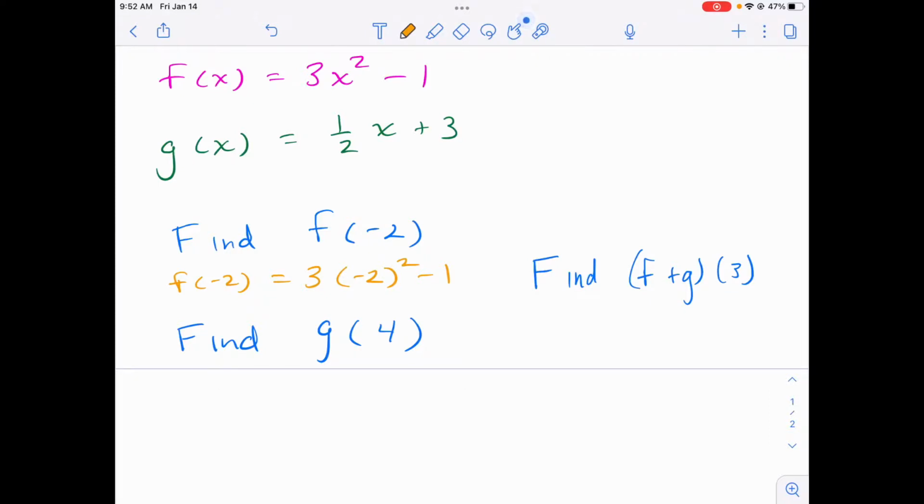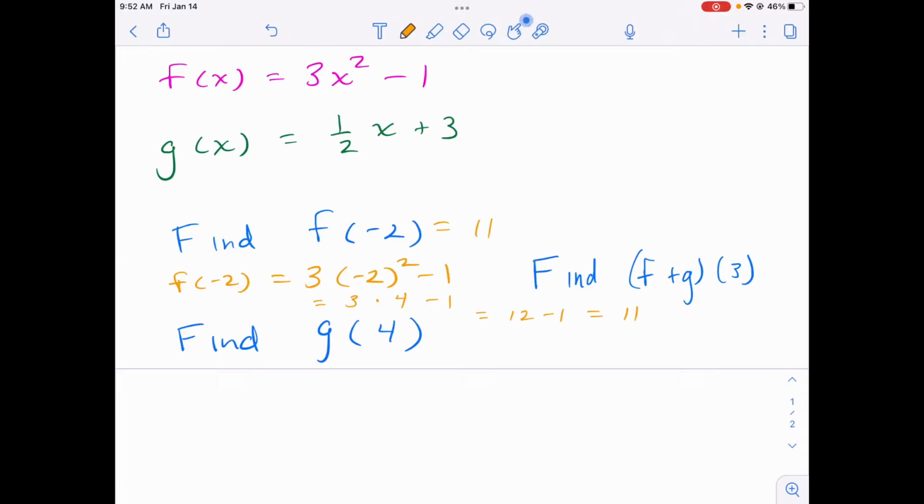Please excuse my dear Aunt Sally, PEMDAS: parentheses, exponents, multiplication, division, addition, subtraction. Another thing you'll hear me say a lot in this class is to work your way from the inside out. Doing our order of operations, negative 2 squared is positive 4. Then I do multiplication before subtraction. 3 times 4 is 12, minus 1 is 11. So what's the y value when x is negative 2 in the function f? It's 11. That's how you get your answer.